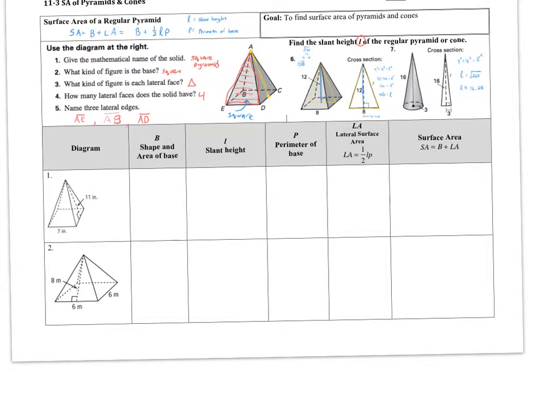This chart here shows you pretty much the steps that we're going to take. We're going to identify the shape and then calculate the area of the base, because ultimately we need to find area of the base. Then we're going to determine or calculate the slant height. We're going to calculate the perimeter of the base. We're going to substitute L and P, these two here, in to find LA. And then we're going to add up this plus this to get this. So that's your general flow.